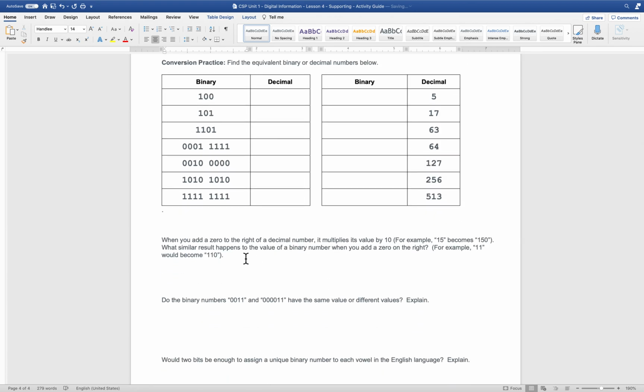And then when you add a 0 to the right of a decimal number, it multiplies the value by 10. For example, 15 becomes 150. What similar result happens to the value of a binary number when you add a 0 to the right? So, for example, 11 becomes 110.